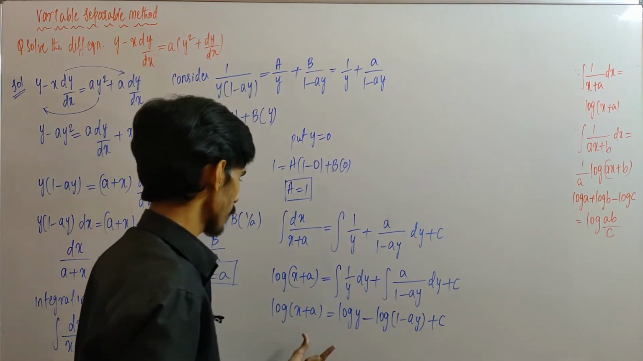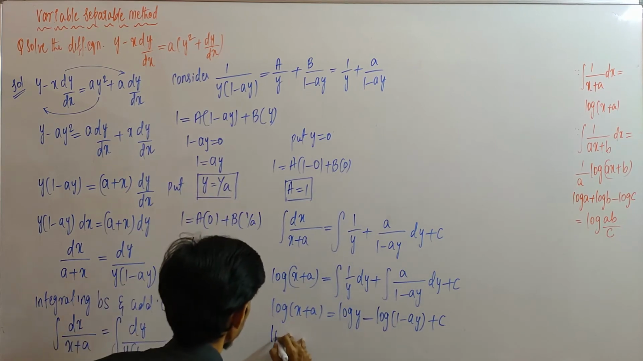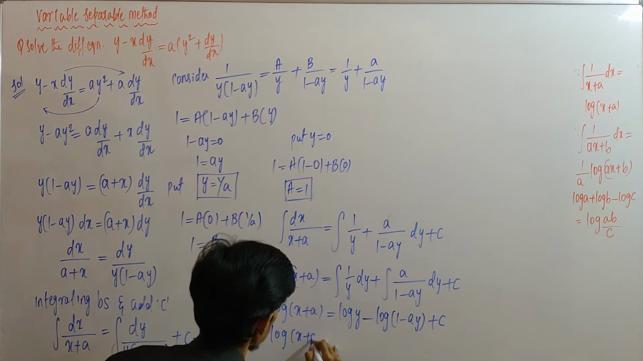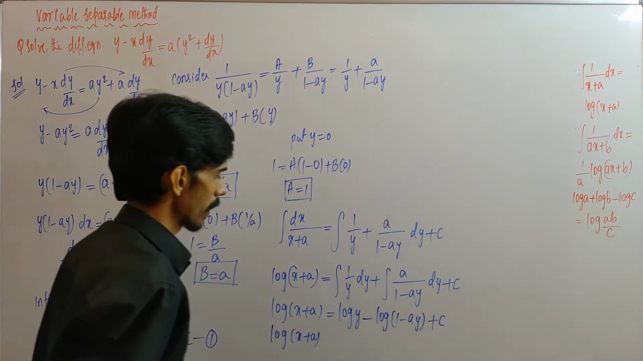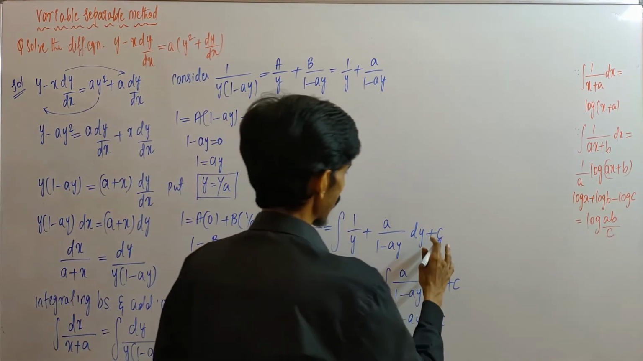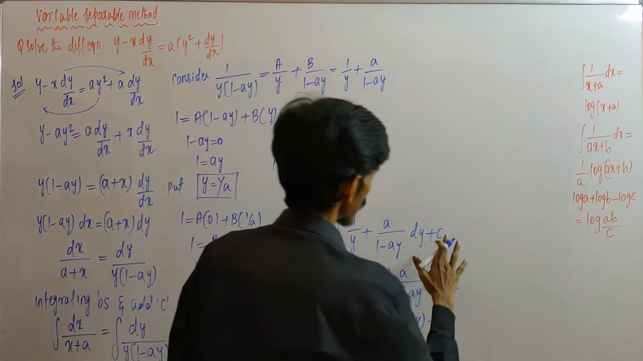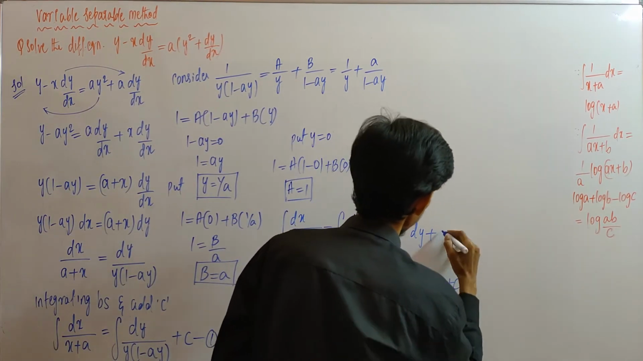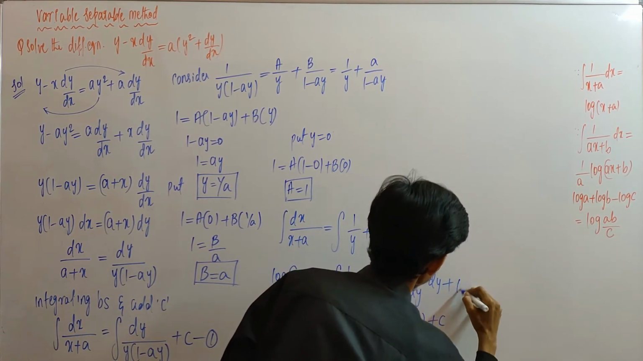Now take these two terms to that side. Here we have log x plus a, and all these terms are in terms of log. So we will take this constant c as log c. I'll replace this by log c. Here also I'll take log c.